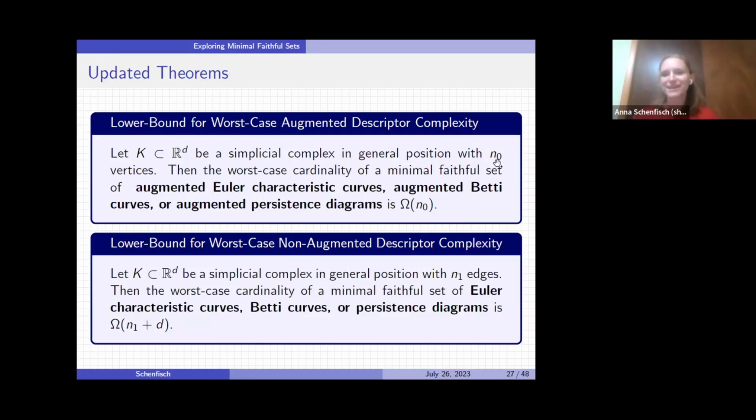So the theorems that I had before, I can actually update them a little bit and make them more general because I didn't use the birth-death pairing information. So these bounds that we found actually hold for Euler characteristic curves, Betti curves, their augmented versions, etc. And we'll talk more about these different types of descriptors in a second. But I just wanted to mention that these are actually more general theorems than what we were focusing on.